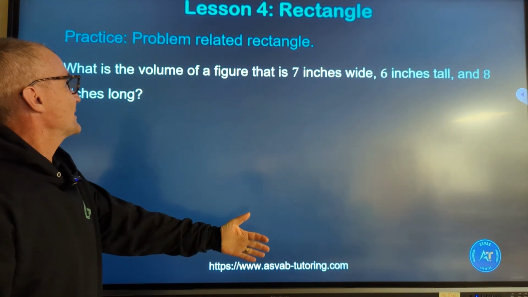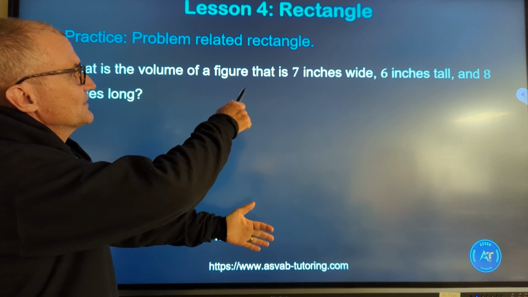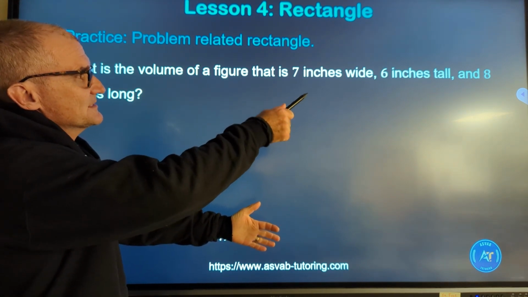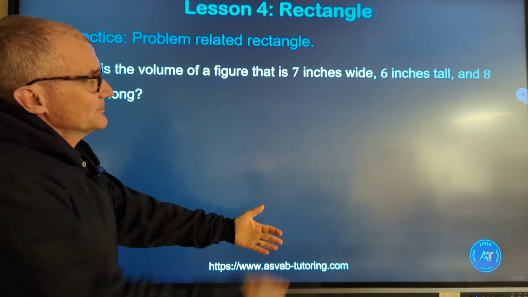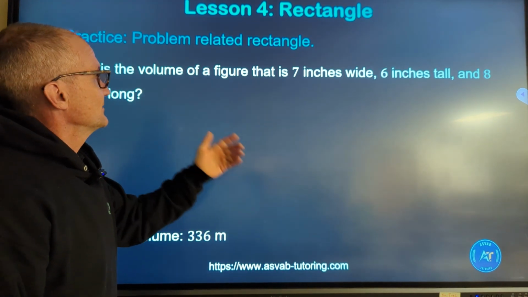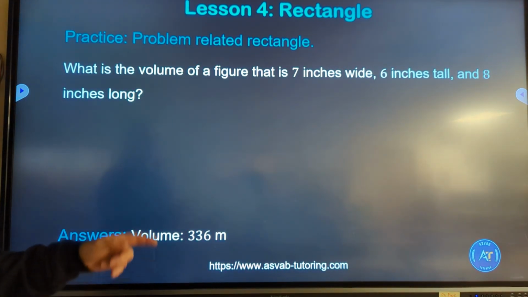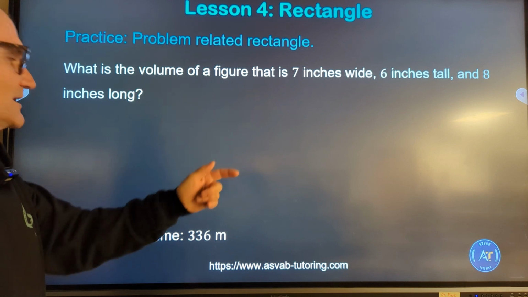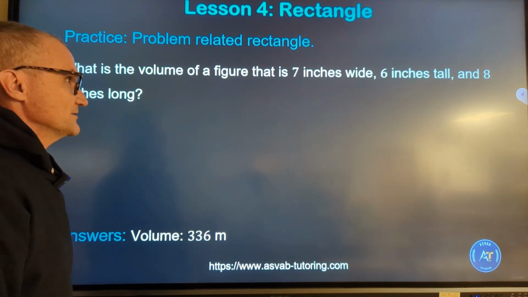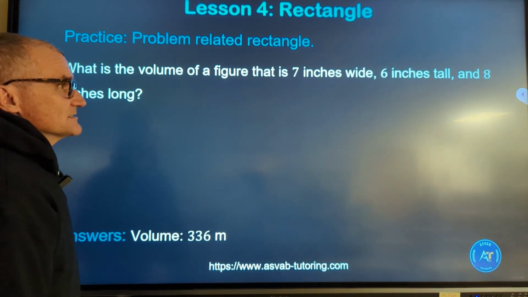Here's another sample problem. What is the volume of a figure that is 7 inches by 6 inches by 8? Well, all your units are the same. That's what you're going to check. You're going to multiply that 7 by 6, 42. 42 times 8 gives you that 336. Again, this is inches, not meters.